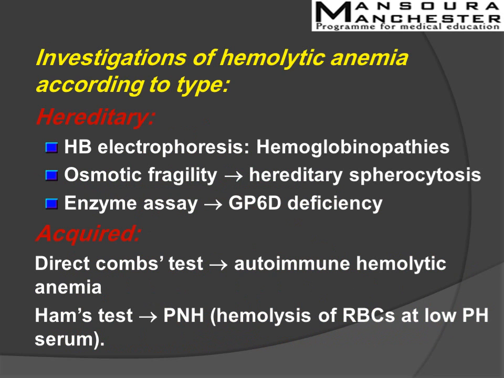So after confirming the hemolytic anemia, I may go for further investigation to confirm the type of hemolytic anemia. For example, I may go for hemoglobin electrophoresis for the hemoglobinopathies, as we just said, for thalassemia and sickle cell anemia. For hereditary spherocytosis, I may request an osmotic fragility test. For G6PD deficiency, I may request a G6PD assay. For acquired causes of hemolytic anemia, a direct Coombs test for autoimmune hemolytic anemia, and Ham's test for paroxysmal nocturnal hemoglobinuria.